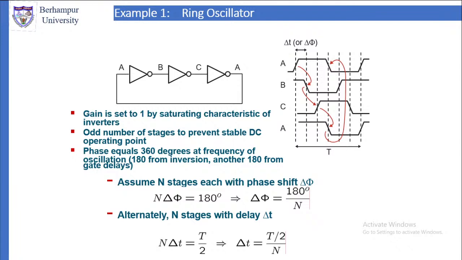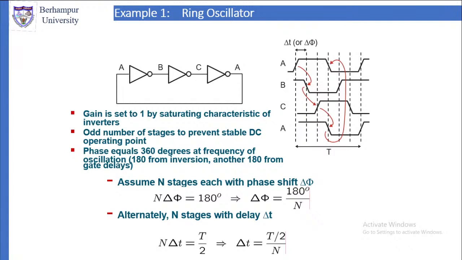Now let us consider the case of a ring oscillator. If you are considering a ring oscillator, then the number of amplifiers that we use is always odd. Gain is set to 1 by saturating characteristics of the inverters. Now look at these three. Here we are using three amplifiers. So amplifier A, then amplifier B is 180 degree out of phase with A. So you can see the signal is inverted in B.